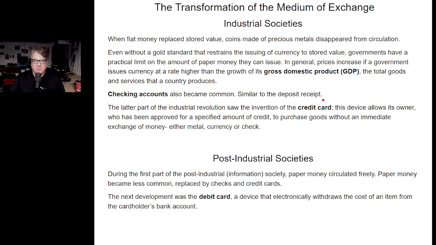And so now, for example, in the United States, in general, prices increase if a government issues currency at a rate higher than the growth of its gross domestic product, or GDP. You may have heard of that. What is GDP? The total goods and services that a country produces. So now money is largely based, in part, on gross domestic product.